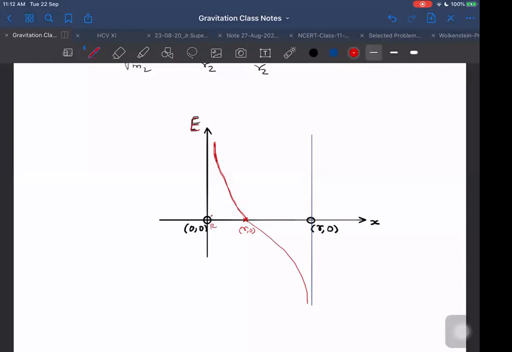The field at the surface will become GM by R squared. It will not be infinite. It will still be finite only. Or we can write it in terms of density rho. If I write in terms of density rho, then the formula is 4 by 3 pi rho G r, I think. If I want to write in terms of density, that is also equal to GM by r squared. I'm just writing it in terms of density.